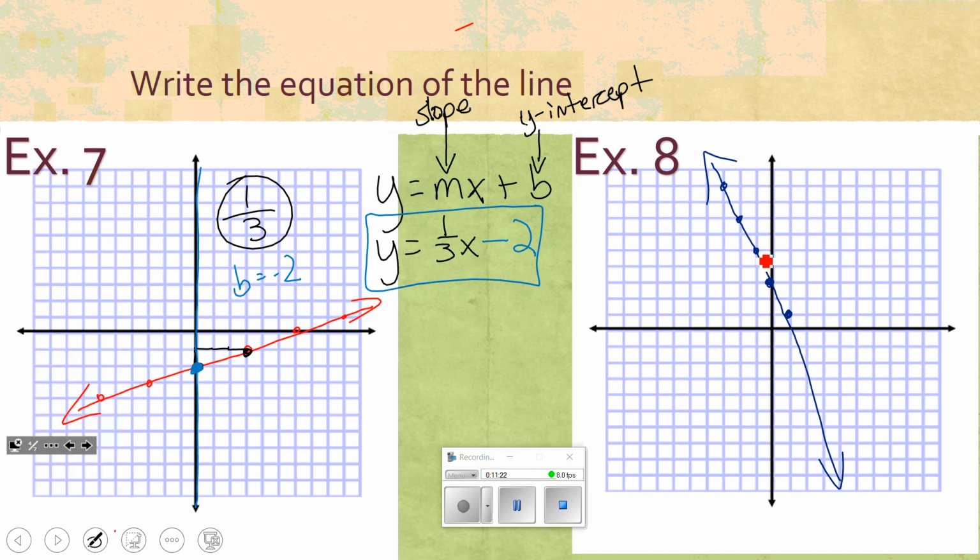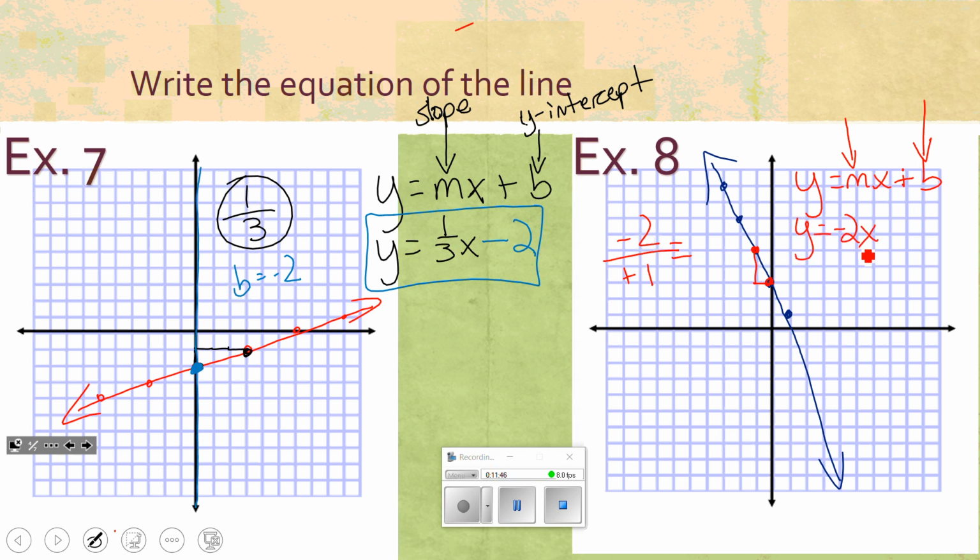Let's find our slope first. So we need y equals mx plus b. We need to find our slope, and we need to find our y-intercept. Okay, so I'm going to use this. I'm going to go down 2. So down means -2, and then to the right 1 means +1. And if I simplify that, that means this has a slope of -2.